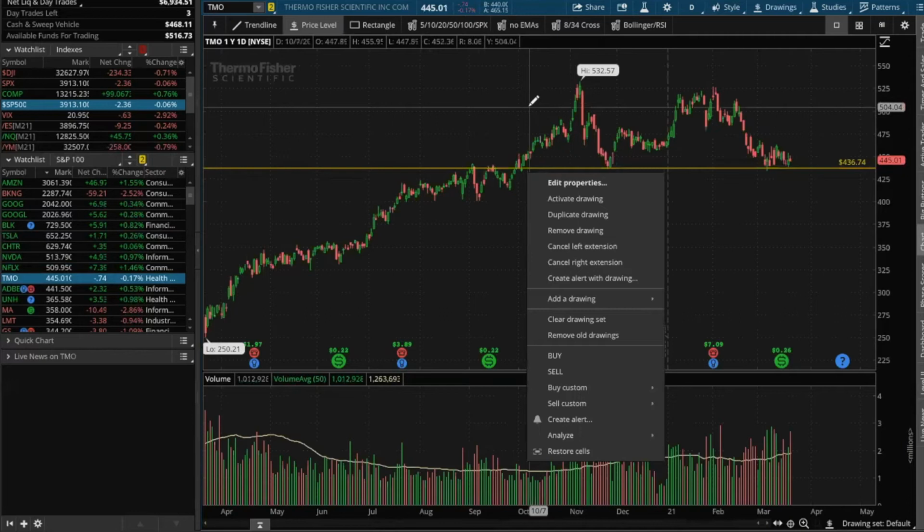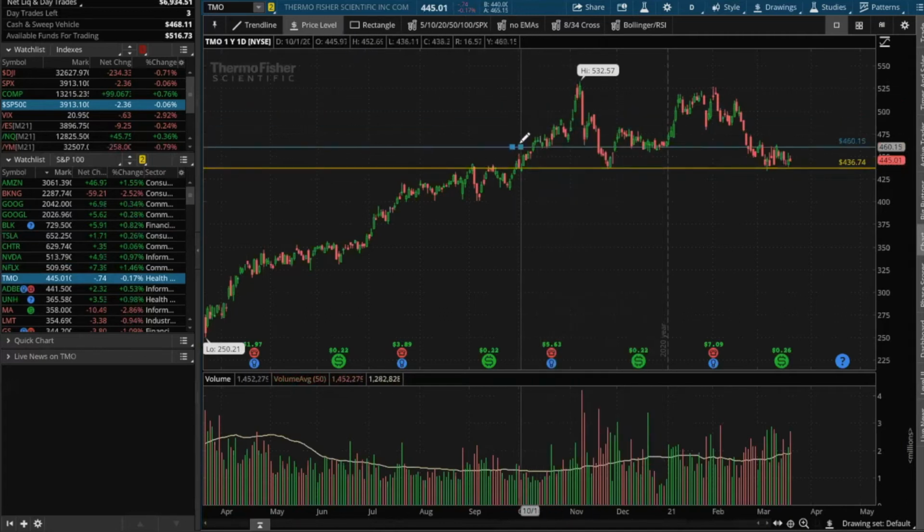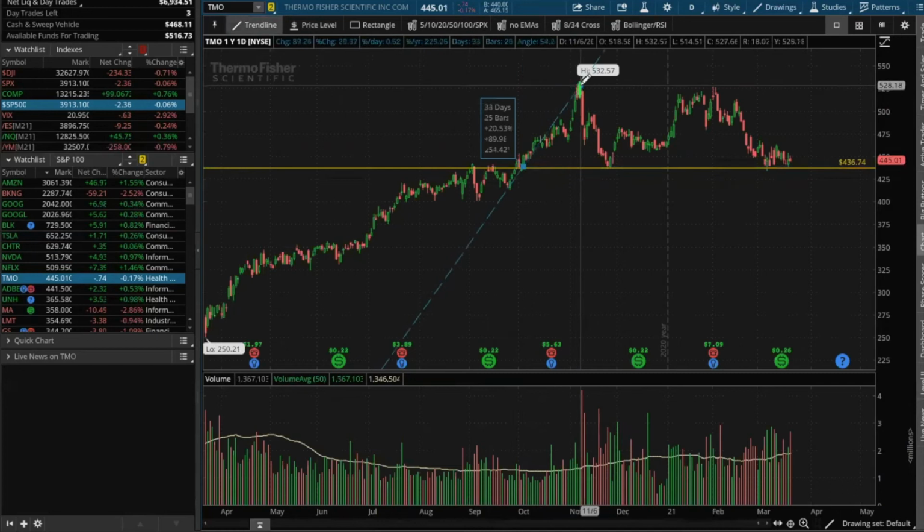Look at that. That's a move from 436 to 532. $100 move right there in a matter of, what's the matter of days? This is 25 bars. So a month, it bounced, it hit up 20%. Nice.